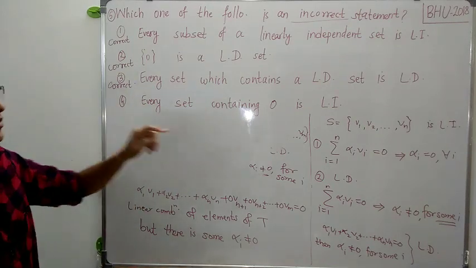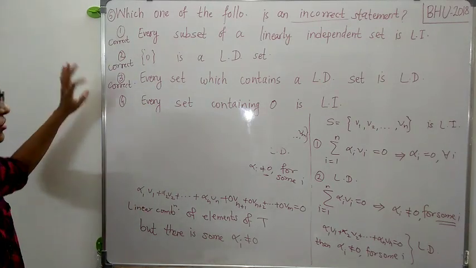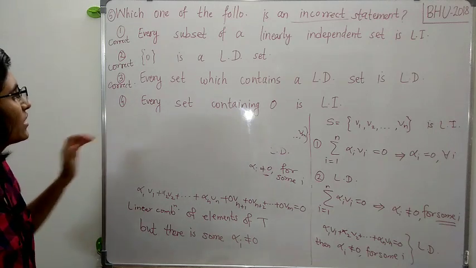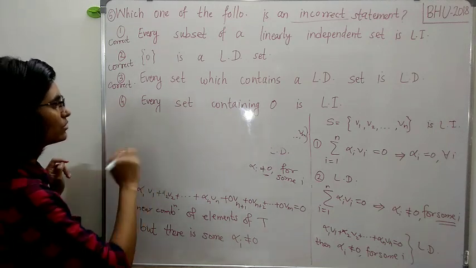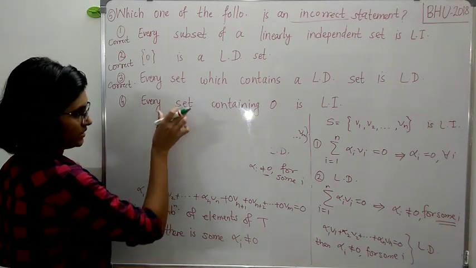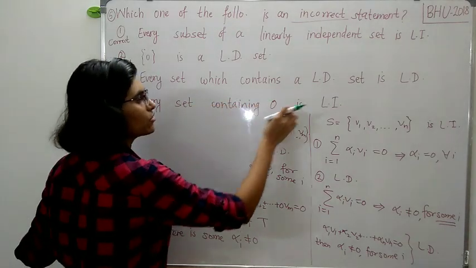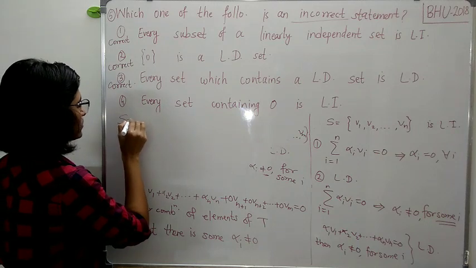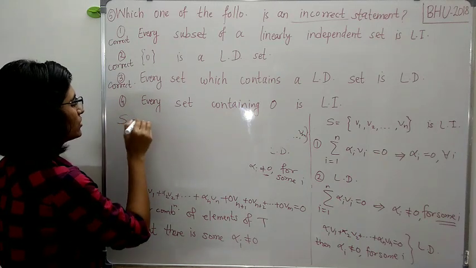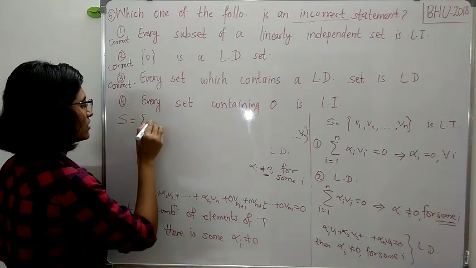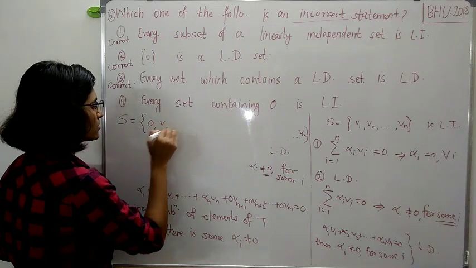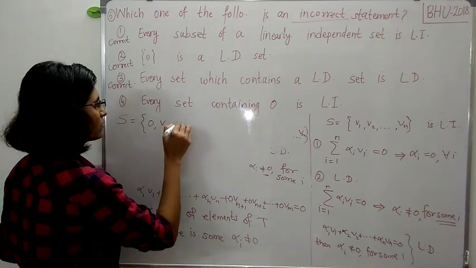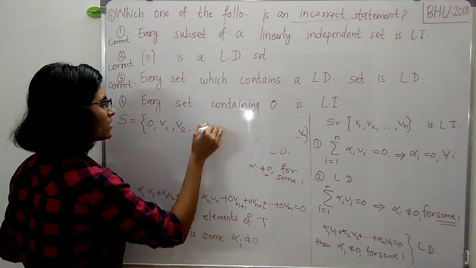It is about the incorrect statement. All these statements are correct, so this must be the incorrect one. But let us see why this is incorrect. The statement says every set which contains 0 is a linearly independent set. So take S to be a set which contains 0, that means it contains 0 and some vectors. If there are some vectors with this 0, let us write this.